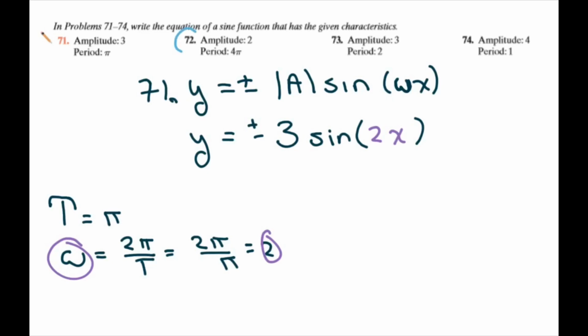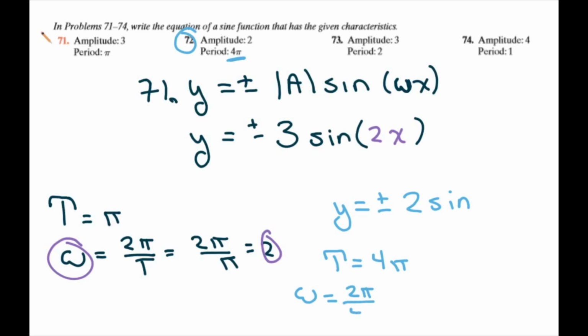Okay, let's do the same thing for 72. We're going to write y equals plus or minus, our amplitude is 2, sine, and now we want the period to be 4 pi. So we set our period equals 4 pi, and to find your omega, you go 2 pi divided by 4 pi, and that gives you 1/2. So your omega here is 1/2, and then you just write the x.